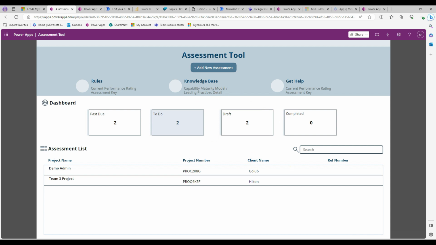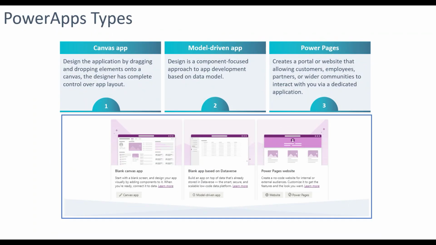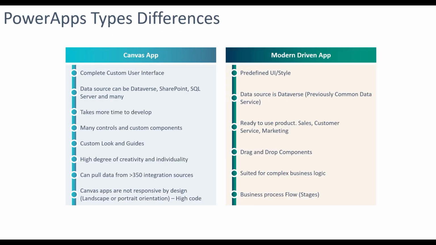Okay, so now we'll see what is the main difference between the canvas app and the model-driven application. As I said, the model-driven application is a predefined UI, and in a canvas app, you can customize the complete user interface when you have a control. And the canvas app data source can be anything. It can be SharePoint, SQL Server, Oracle, S3 bucket. But in a model-driven application, the data source is only Dataverse, previously called CDS.